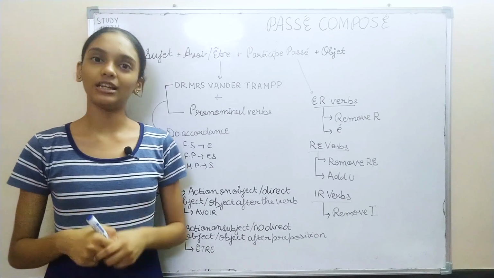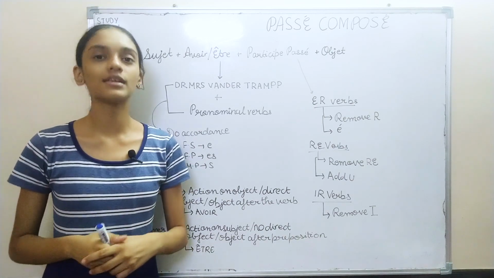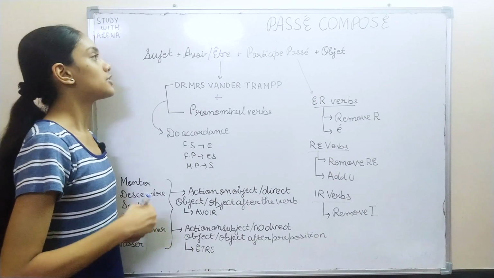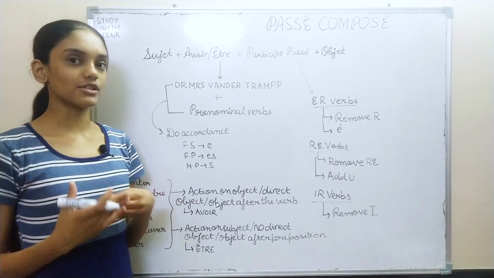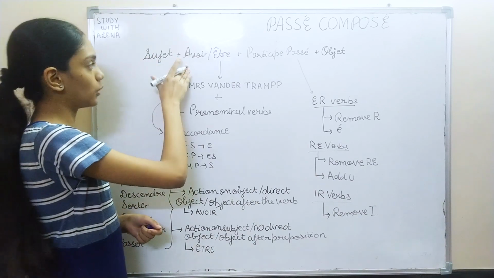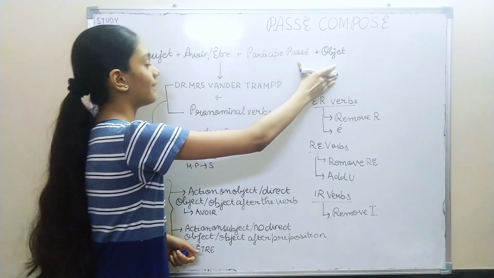I already made videos explaining Passé Composé. You can check them out in the description box. Today we'll briefly discuss it and then solve the questions. Passé Composé, as we all know, is a tense of the past and it is formed by putting the subject along with our auxiliary verb avoir or être, the past participle and the object.